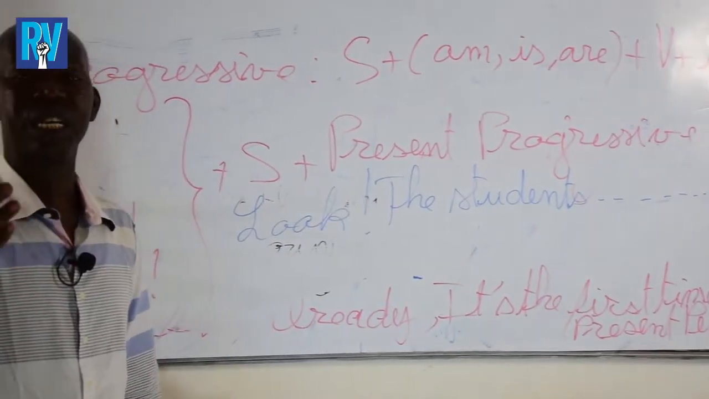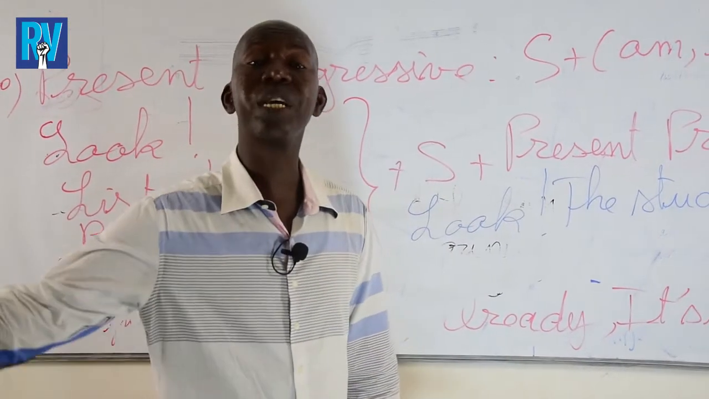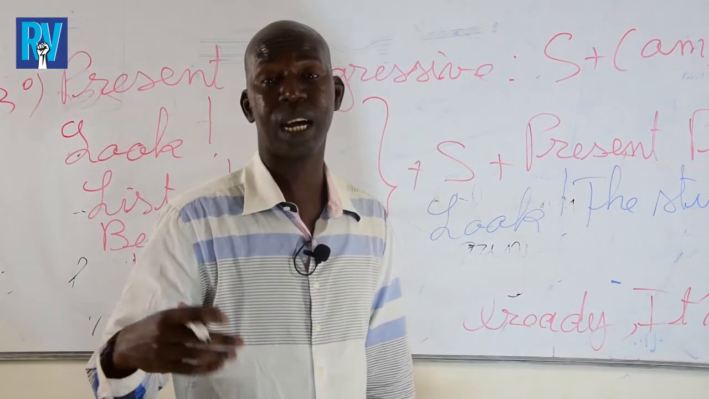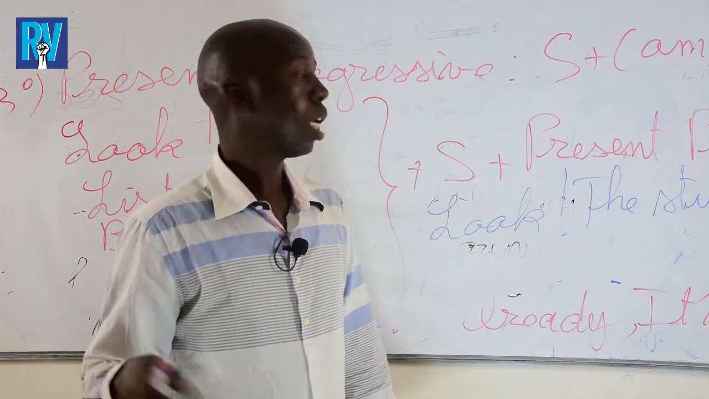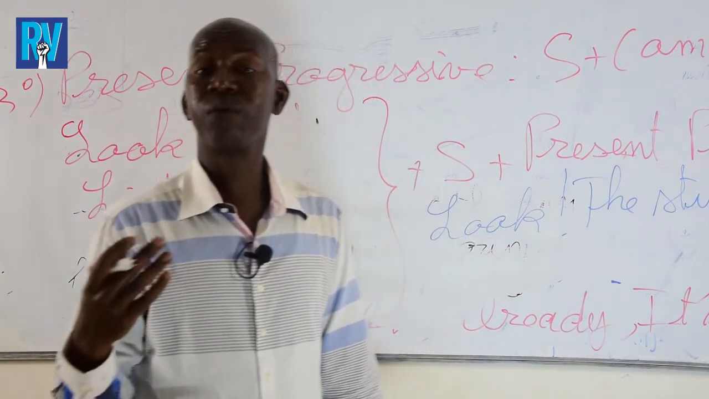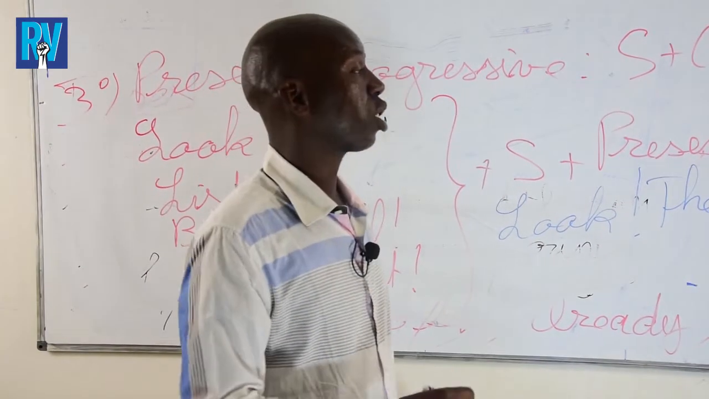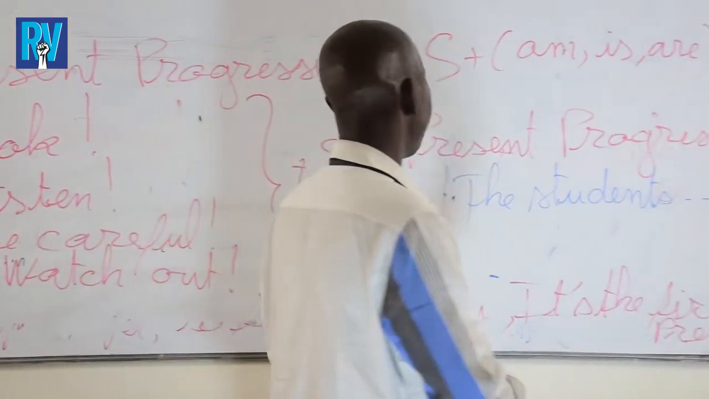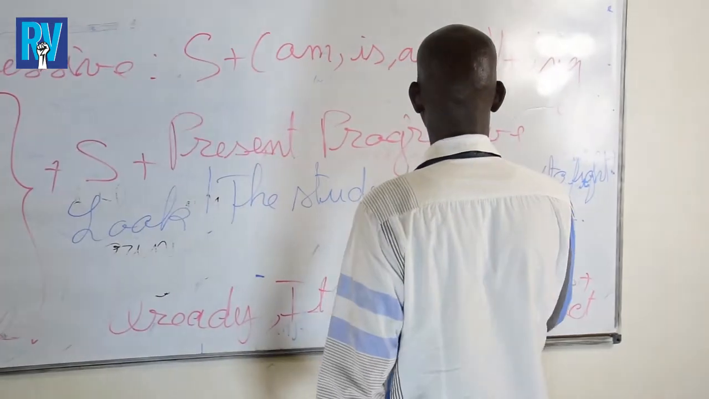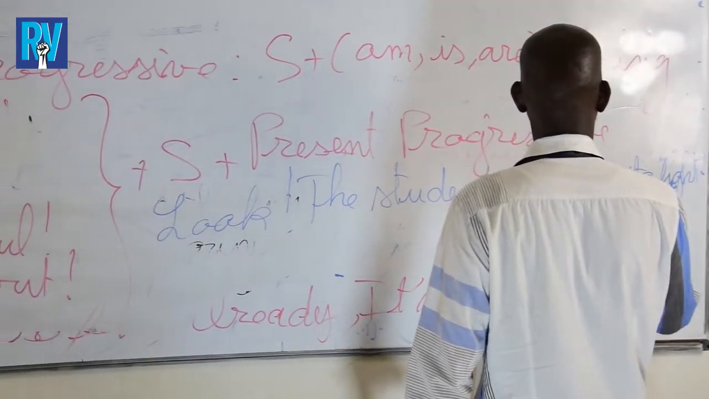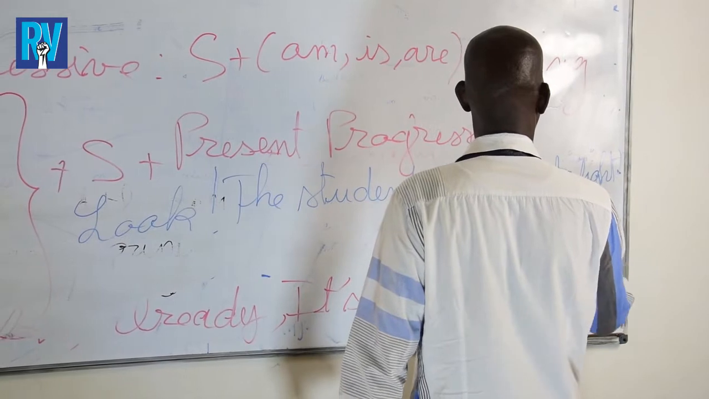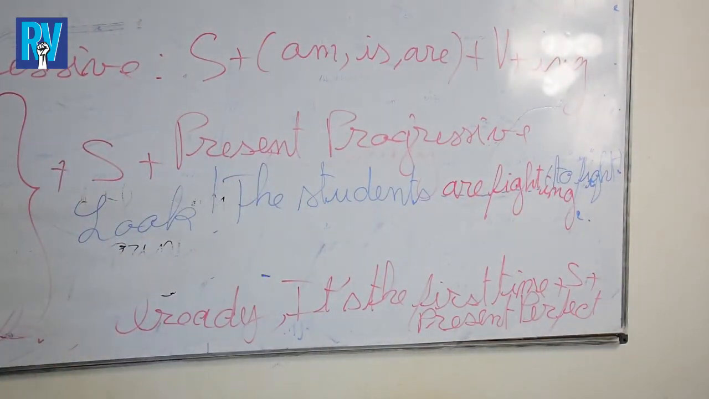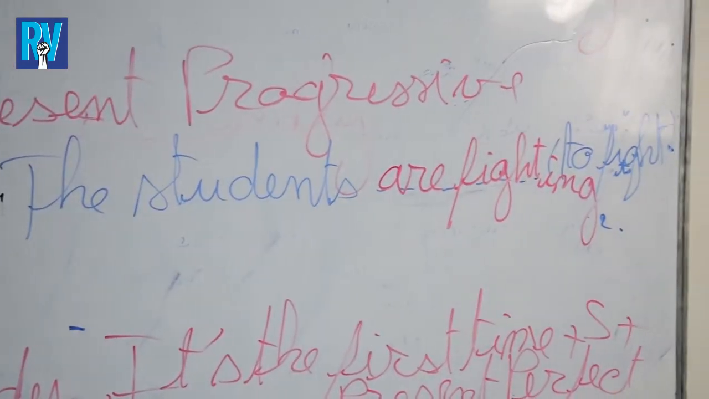So here the person who is talking to you is drawing your attention on action which is taking place at the very moment he is making the sentence. Donc là, la personne qui vous informe, attire votre attention sur une action qui est en train de se dérouler. Alors, en ce moment, on met le present progressive. Look, the students are fighting with ing form. So this is the present progressive.